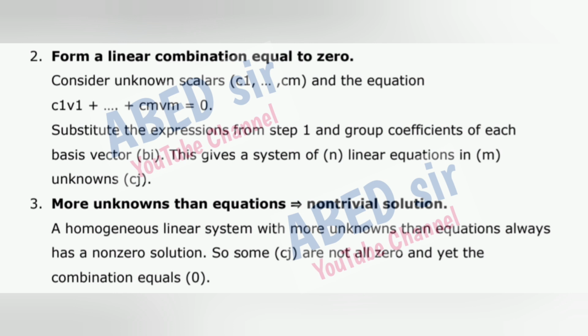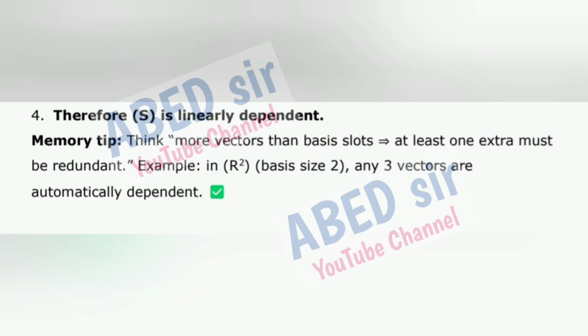A homogeneous linear system with more unknowns than equations always has a non-zero solution. So some cj are not all 0 and yet the combination equals 0. Therefore, S is linearly dependent. Memory tip: think more vectors than basis slots, so at least one extra must be redundant. Example: in R2, basis size 2, any 3 vectors are automatically dependent.